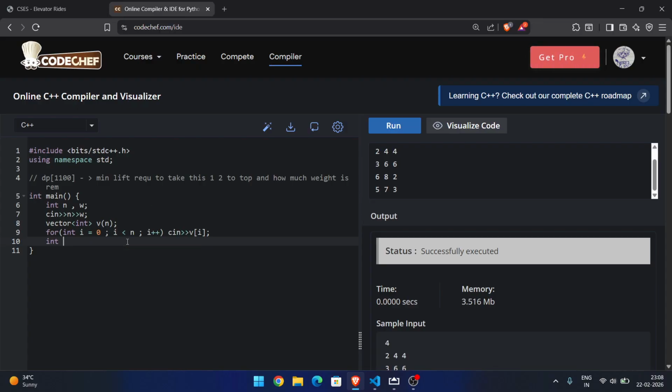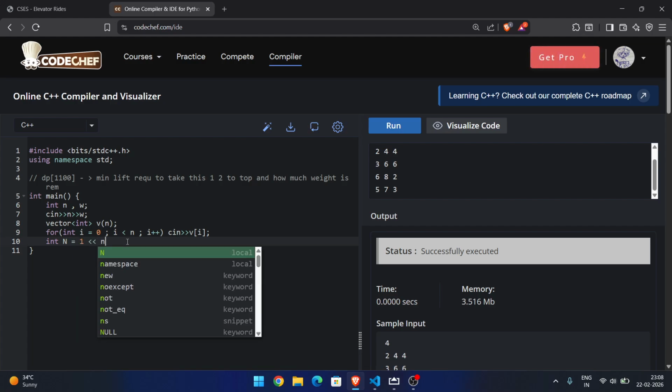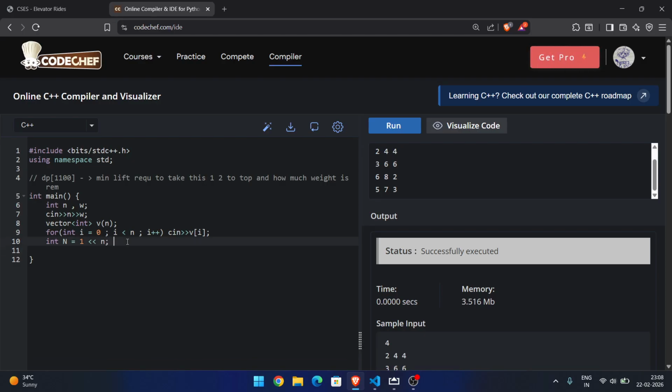So what would be our max last bit? That would be 1 shifted left by n. Okay, this gives us 2 raised to n. Okay, so we want 2 raised to the power n minus 1. This would give us 2 to the power n, and if we subtract 1 from it, this would be our last state. This is the last state.